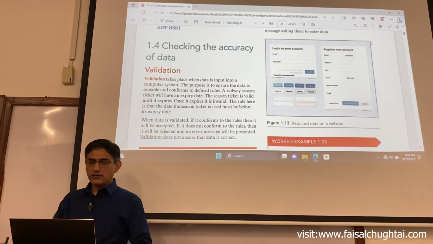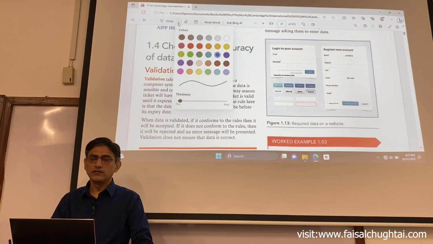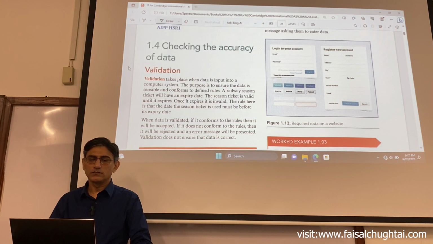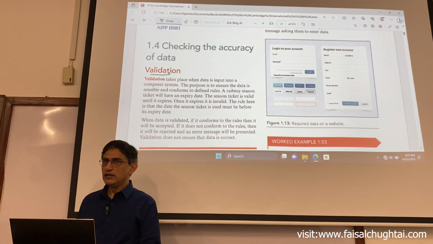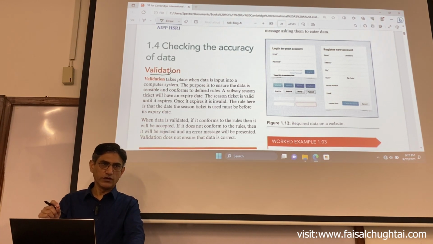So, there's a term that you see written here. Let me highlight or underline it. Have a look at this term, validation. You might have heard about it. Okay. Now, what is validation in context of computers or computer programs?